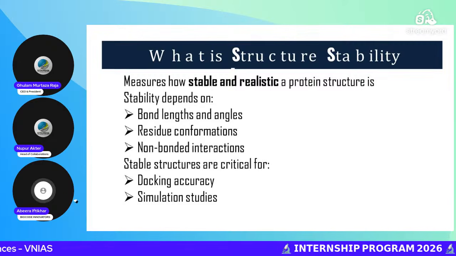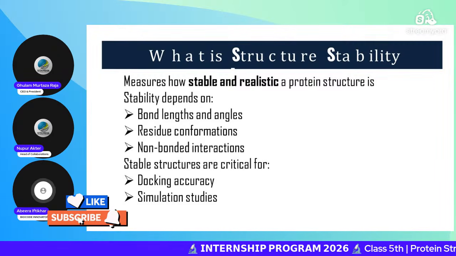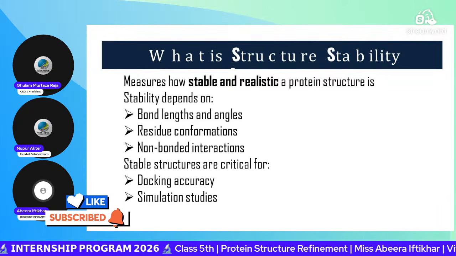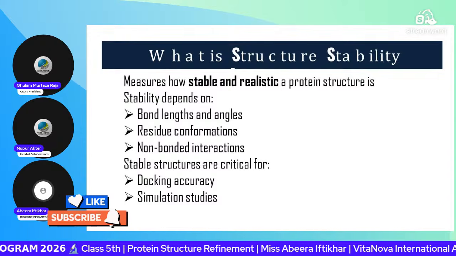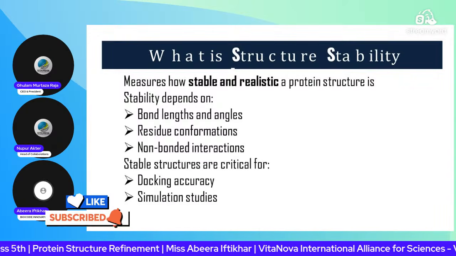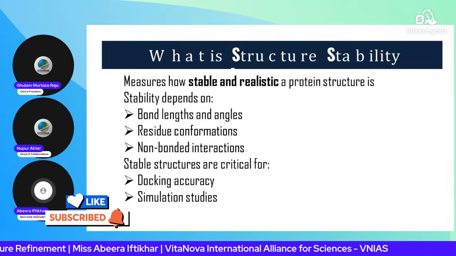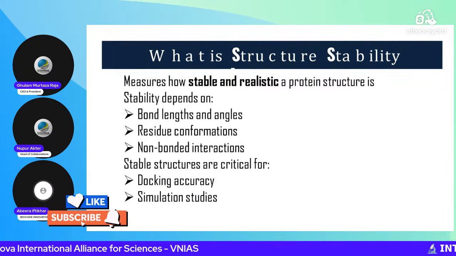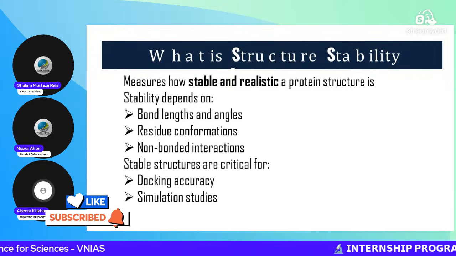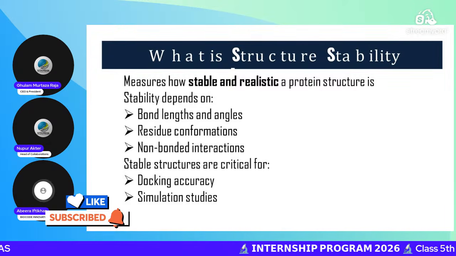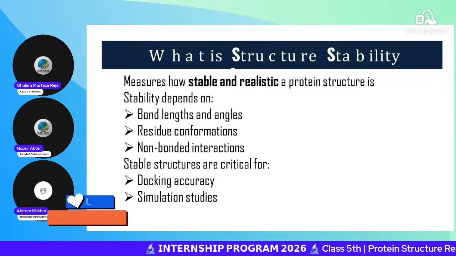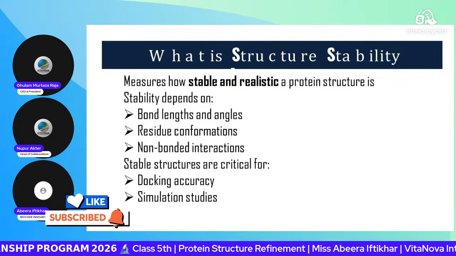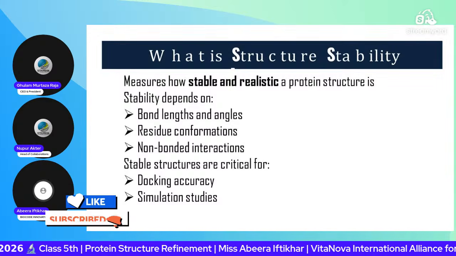We have to measure whether the protein we are going to use for any further analysis is stable: the bond lengths, their atomic interactions, their residues, or any kind of non-bonding interaction. Stability will lead you toward better predictions and better docking results, rather than going the backward way.